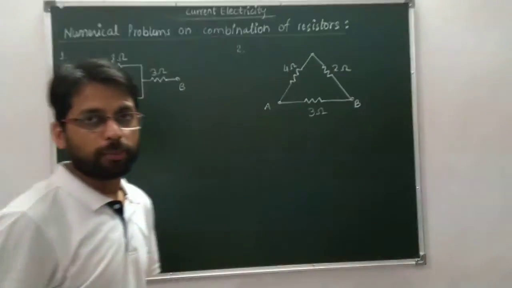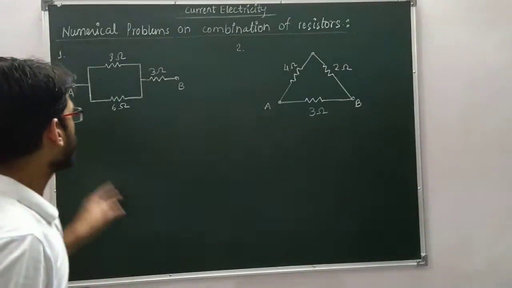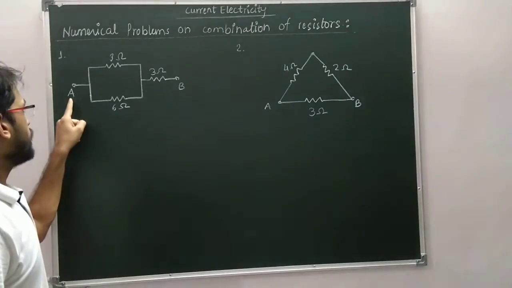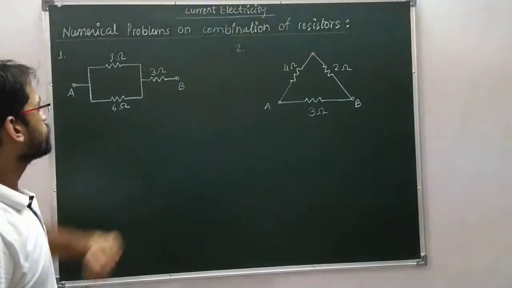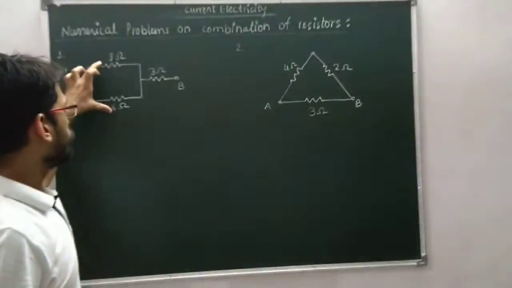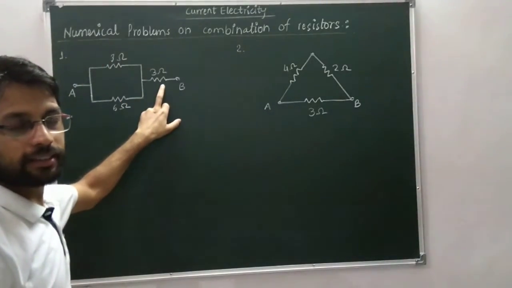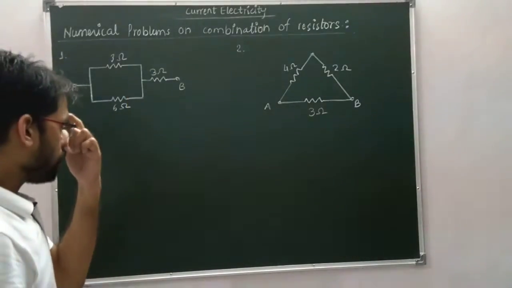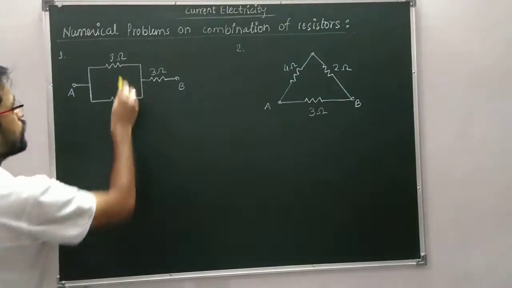Now let's do some numerical problems on combination of resistors. In the first question, we have to find the equivalent resistance across these two terminals A and B. The network has three resistors. Out of these, two are connected in parallel and the third one is in series with this parallel combination. Now first find the equivalent resistance of this parallel combination.